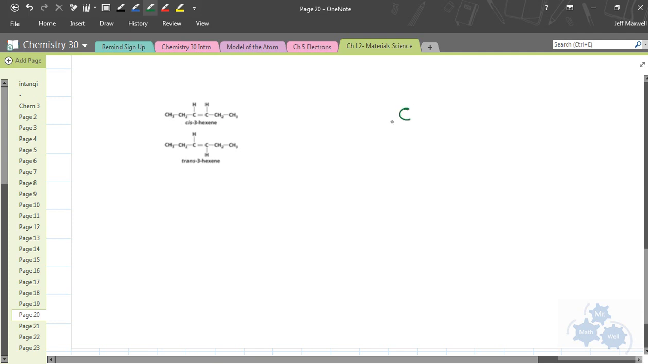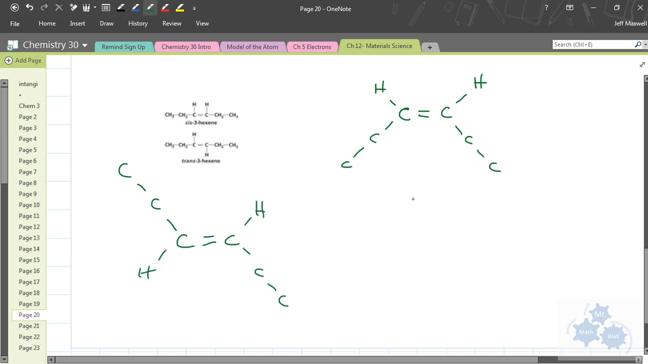So it'd be like this, C, C with an H, and then the double bond, and we have the C and C with the H here. So really it's these groups are on the same side, and then the trans, you have your double bond there, and then you have your C and C with the H down here, and then the C and the C with the H up here. Okay, so this is cis, and this is trans. Any questions on that?